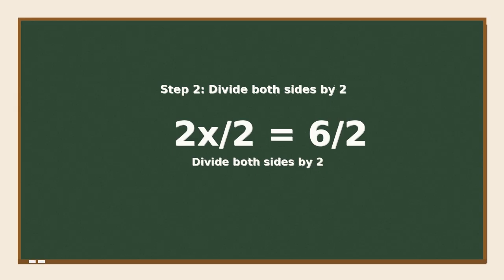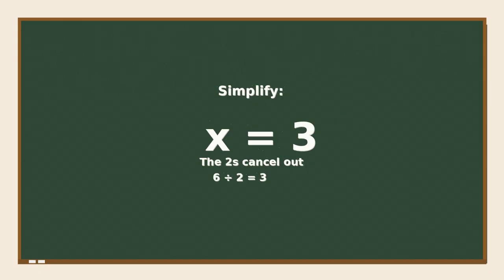Step 2. 2 is multiplying x, so we divide both sides by 2. 2x over 2 equals 6 over 2. Again, both sides get the same treatment. The 2's cancel and 6 divided by 2 is 3, so x = 3.